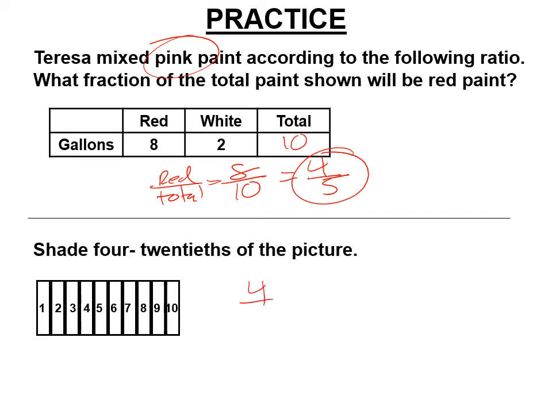Shade 4/20, well, there's only 10, right? So what out of 10 is the same as 4/20? Well, no, 2/10 is. Now notice I could have simplified it to 1/5, but it wouldn't have made my life easier. So to do 4/20 of this picture, you say shade 2 out of 10, because 2/10 is equal to 4/20.